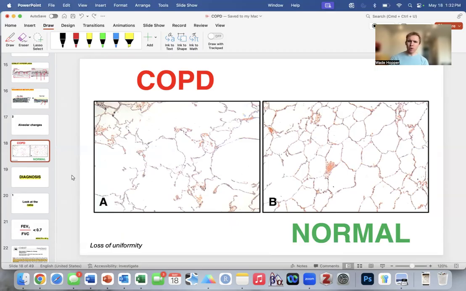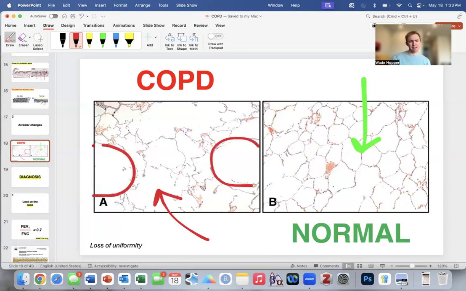In a nice normal airway, as we have pictured here on the right, you should see a bunch of alveoli that are all relatively the same size. But in COPD, as we have pictured here on the left, you can tell that some alveoli are normal and intact, but others are massive in comparison, 5 to 10 times the size of other alveoli. And that loss of uniformity and that heterogeneity of size of the alveoli is what clues in that you're looking at COPD on histology.